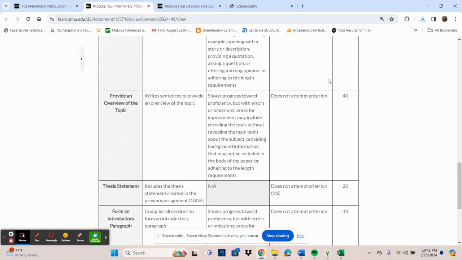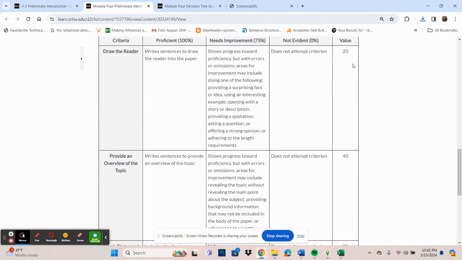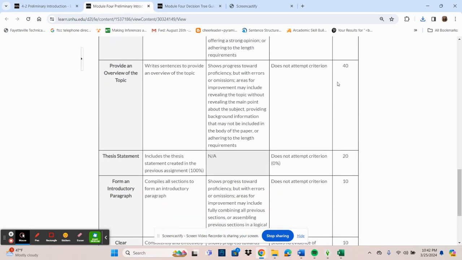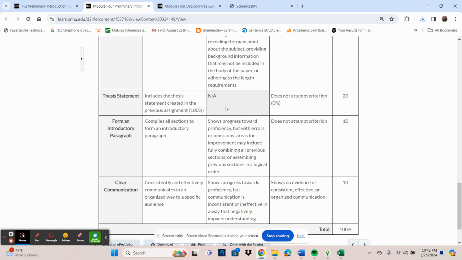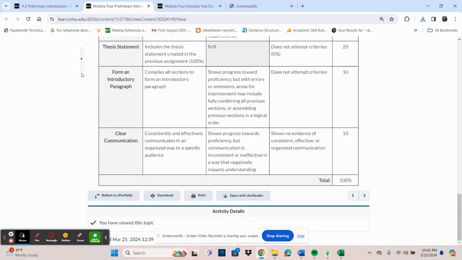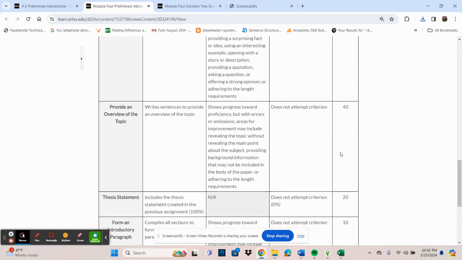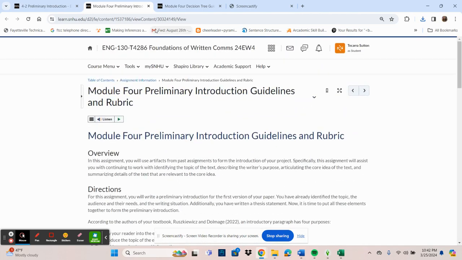And then you have your rubric. So for your hook, that's worth 20 points. If you do a hook section and I can identify it here. Providing your overview, that's worth 40 points. Your thesis statement is worth 20 points. Remember, the thesis statement comes from your previous assignment. The entire introduction paragraph where you pull all the pieces together is worth 10 points, and then you always get 10 points for clear communication. So just make sure you're continuing to write in a way that's clear and well organized. Make sure that you're proofreading your assignments before you submit them, and you should have no problem getting your 10 points there. So, guys, that's pretty much it.